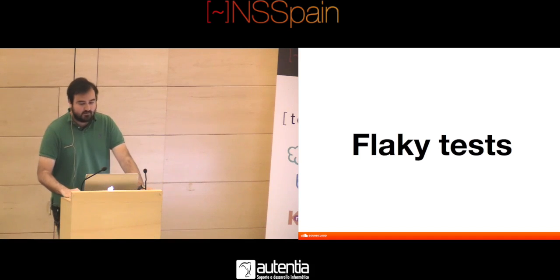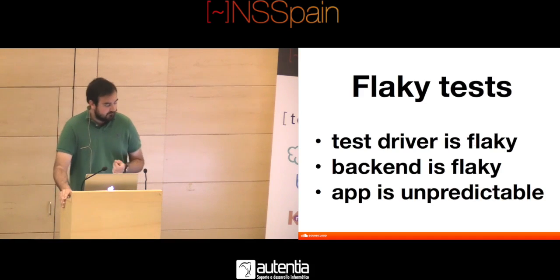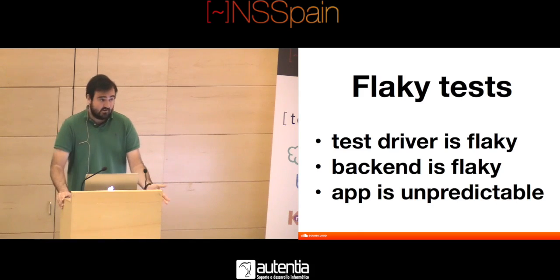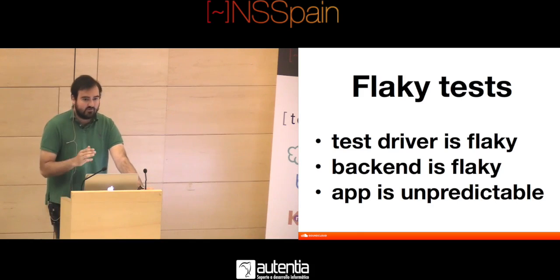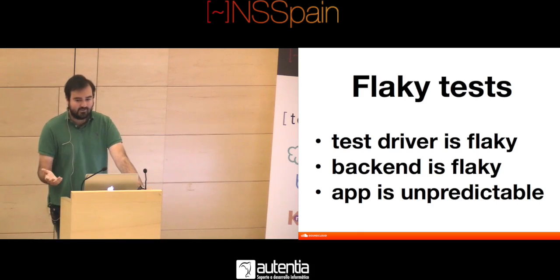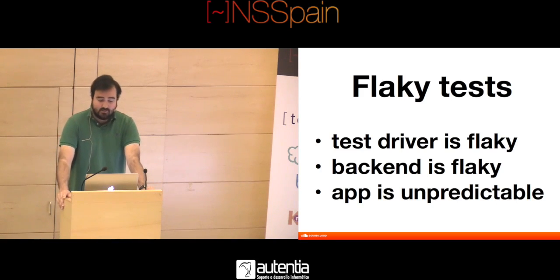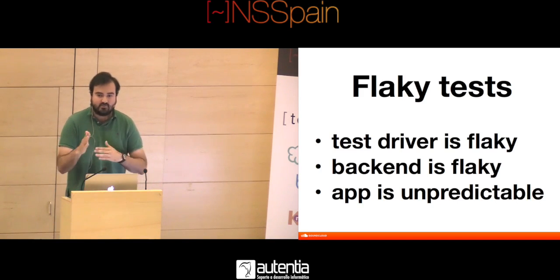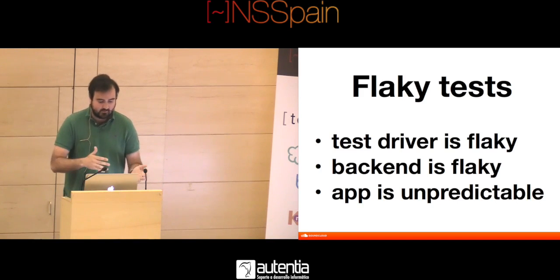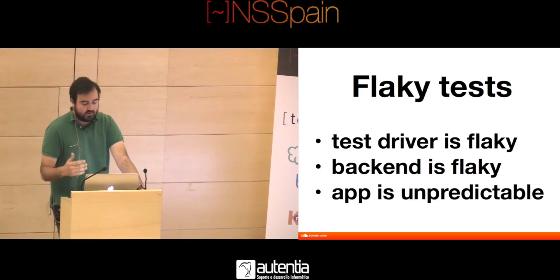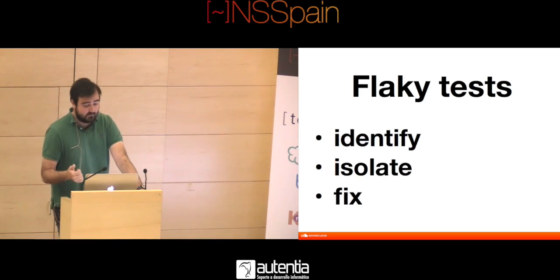So what's a flaky test? What makes a test flaky? You can have the test driver being flaky. Sometimes Frank just doesn't tap or misses a tap. You can have a flaky backend. What if the search suggestion endpoint failed? What if SoundCloud is down? Then the acceptance test failed. But sometimes the app is unpredictable. What if there are race conditions, and sometimes things work, sometimes they don't? You can't just dismiss a flaky test and remove it from the test pool. You actually have to identify the flaky ones, isolate them, and fix them.